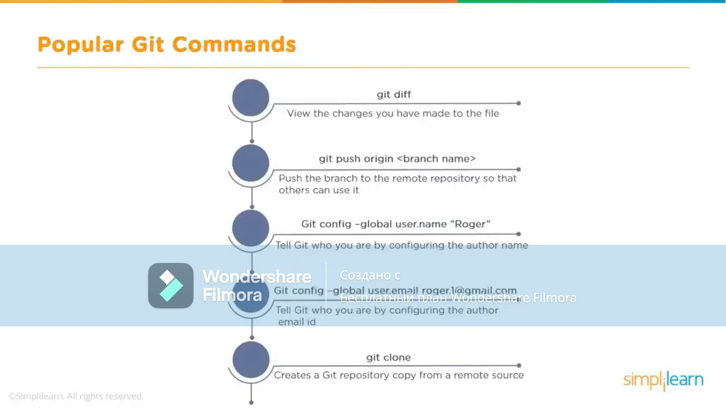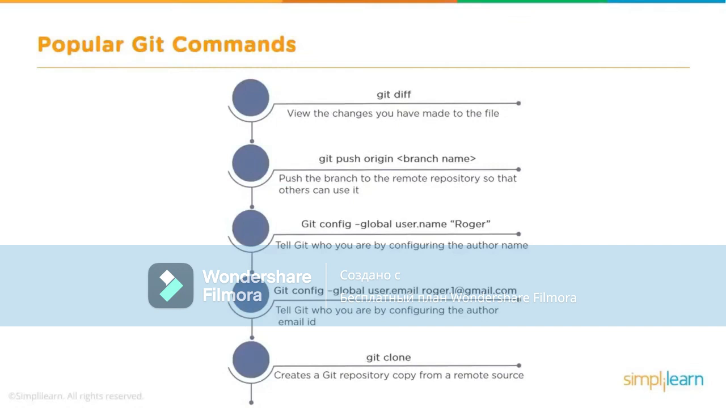git diff views the changes that you've made to a file. So you can actually have files next to each other and see the differences between the two files. git push origin followed by the name of your branch will push the branch to the remote repository so that others can use it. And this is what you would do at the end of your project.